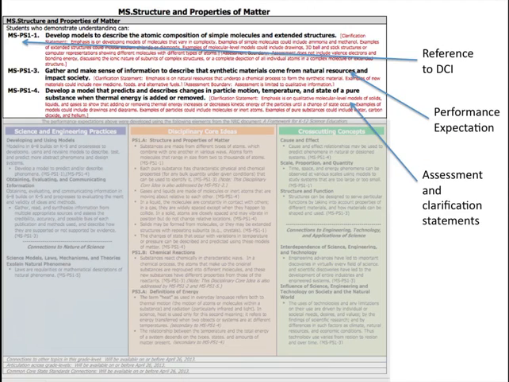So here's an example of one page, again the middle school structure and properties of matter page. If you focus on the top, what you'll see are the performance expectations. So in this case, you have a few things that you can look at. First, each performance expectation has a specific reference to the disciplinary core idea. So the one that the arrow is pointing to is the middle school disciplinary core idea for physical science, the first one. The next thing, again, you can see in red is the assessment and clarification statements.